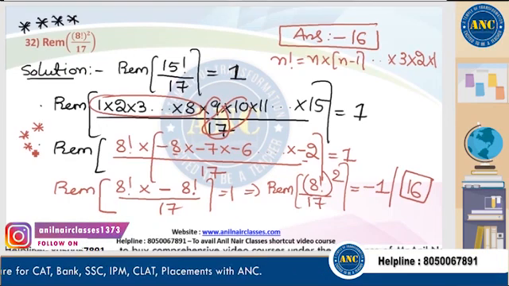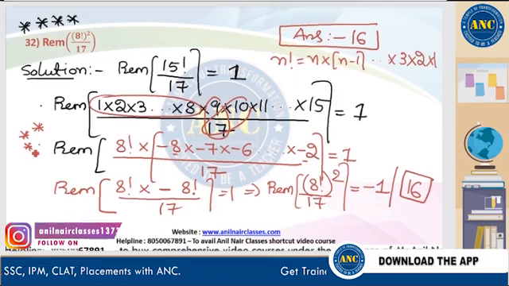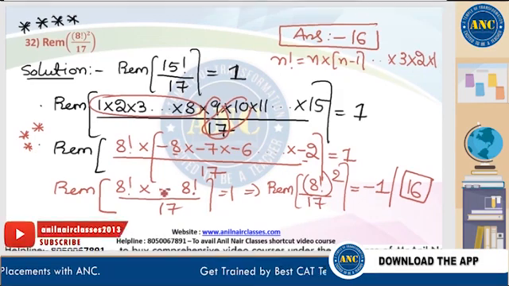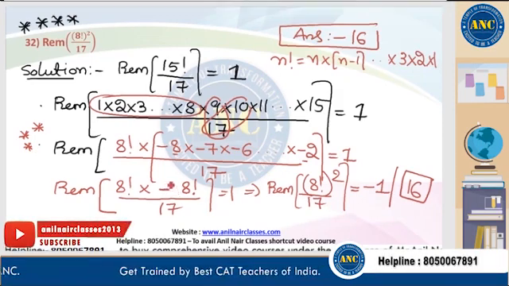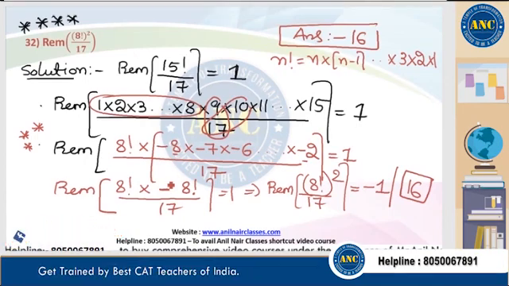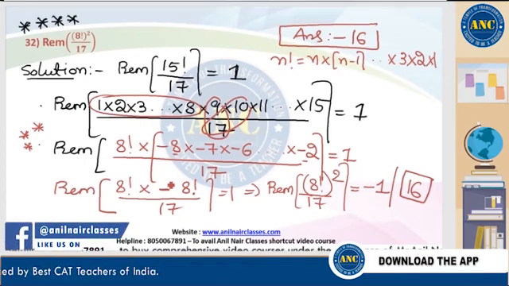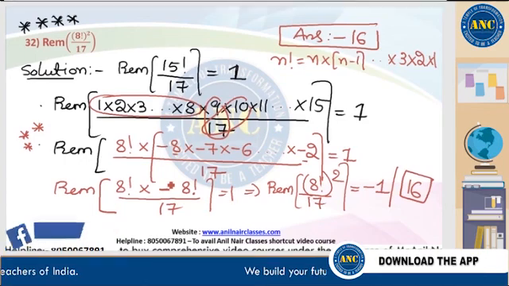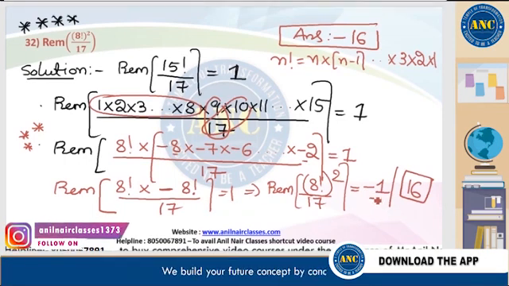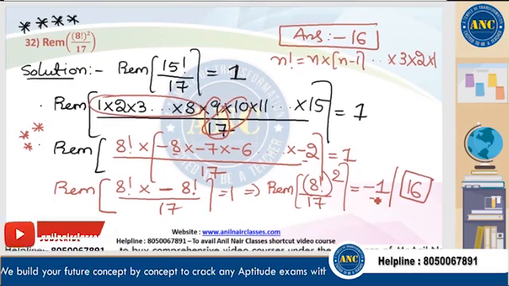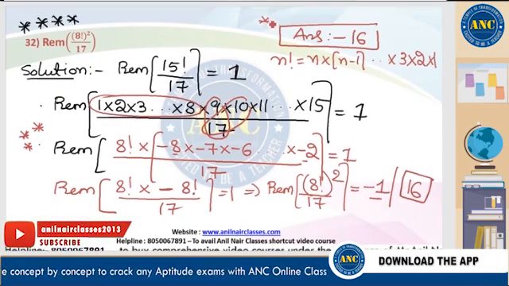From 2 to 8, there are 7 negatives. 7 negatives, if I multiply, I will get a negative. So, minus if I multiply, plus 1 into minus 1 is minus 1. 8 factorial whole square divided by 17 is minus 1. Negative remainder minus 1. Positive remainder will be 17 minus 1, 16. Answer for this question is 16.